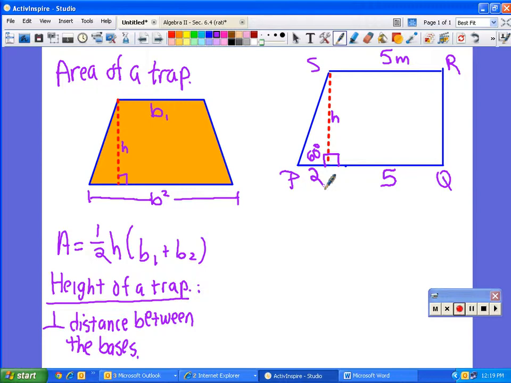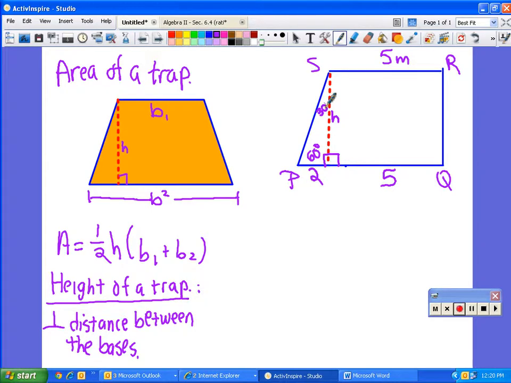Now, what kind of triangle is that? It's a right triangle. And what are the measures of the angles in this right triangle? 30, 60. You know that this is 30 degrees. So I have a 30, 60, 90 right triangle. Does that mean anything to anybody? Jonathan? It is a special right triangle, that's right.